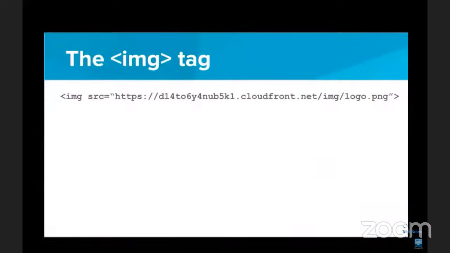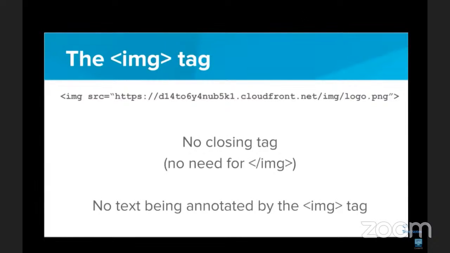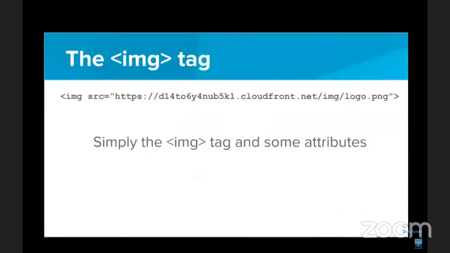So let's look at an example image tag. So there's a couple important things to note here. First is that there's no closing tag, kind of like BR and HR. There's no need for a /image tag because really there's no text being annotated by the image tag. There's nothing to put inside an image tag and close it because the image tag isn't really doing anything to text. It's just fetching an image and putting it on the page. So really it's just simply image tag and some attributes.